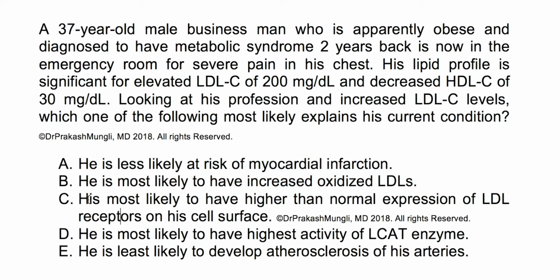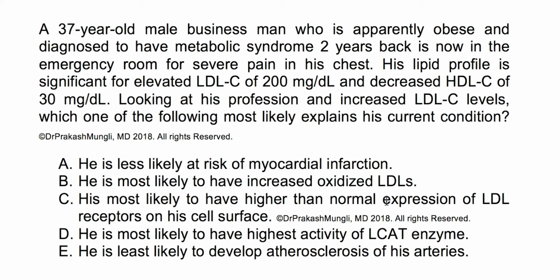Let's move on. Option C says is most likely to have higher than normal expression of LDL receptors on his cell surface. Note that this person already has excess LDL cholesterol in the blood. It means the person has more cholesterol inside the cell already. That is why LDL molecules are accumulated in the circulation. When there is sufficient cholesterol already in the cell, there is no need for expression of high levels of LDL receptors on the cell surface, because LDL receptors respond to the cholesterol levels in the cell.